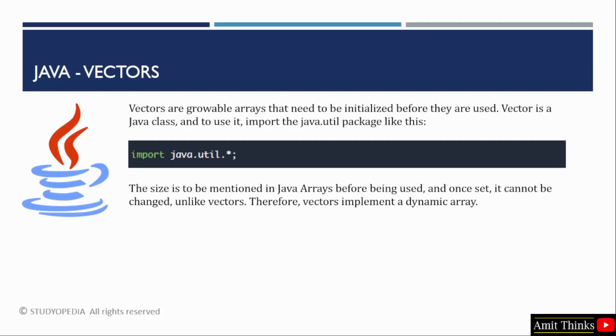Once you set the size of an array you cannot change it, but vectors work like a dynamic array, so vectors are growable. You can always compare vectors with ArrayList. Vector is slower than ArrayList. Vectors are generally considered outdated, but use vectors if you need a thread-safe dynamic array without external synchronization.